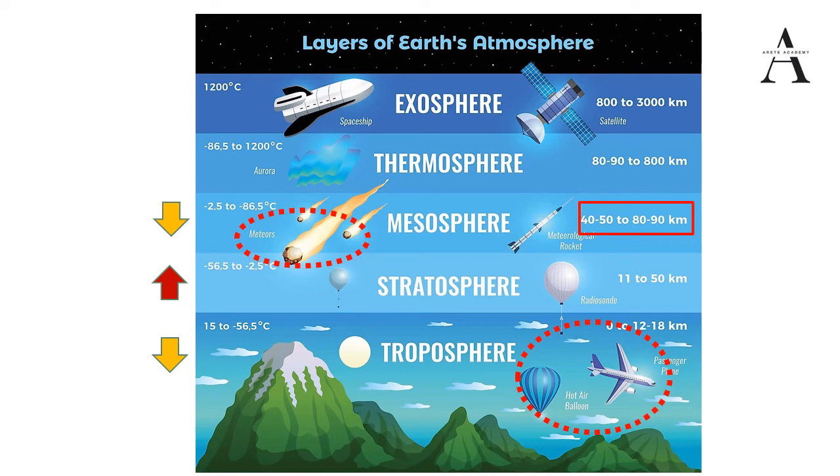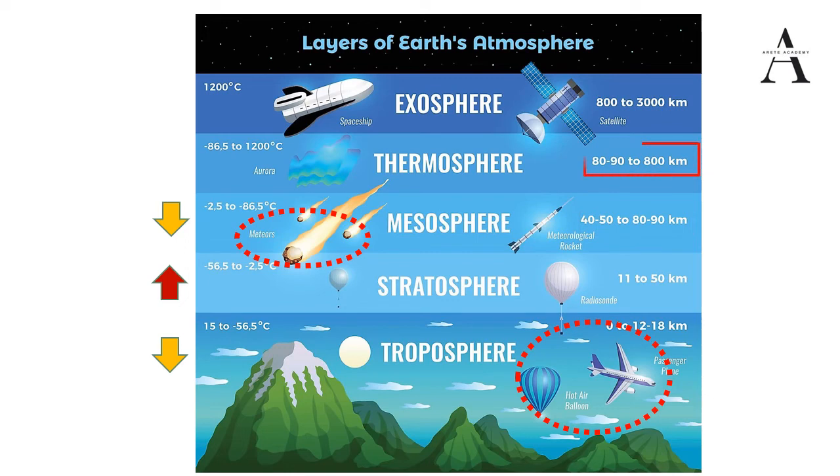Scientists still don't know much about this layer, and airplanes and research balloons don't operate this high, but satellites operate higher up than the mesosphere. Okay, so this is the place where the meteors burn up when they are coming towards the Earth. Next we have the thermosphere.